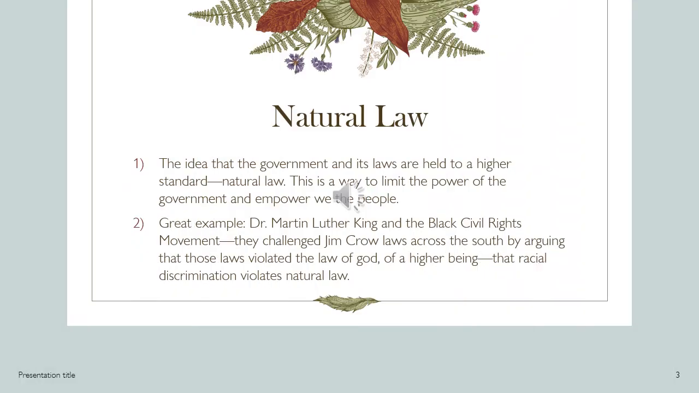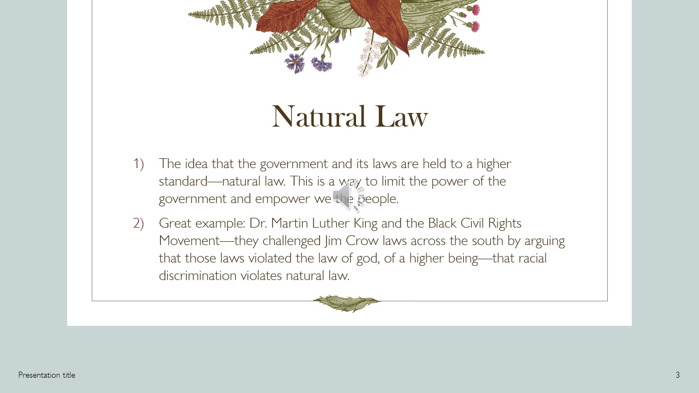A second principle common to all constitutional democracies is the principle of natural law. This is the idea that the government and its laws are held to a higher standard, the standard of natural law. This is a way to limit the power of the government, right? Put boundaries on it, restrictions, limits, and empower we the people to hold government to account, right?